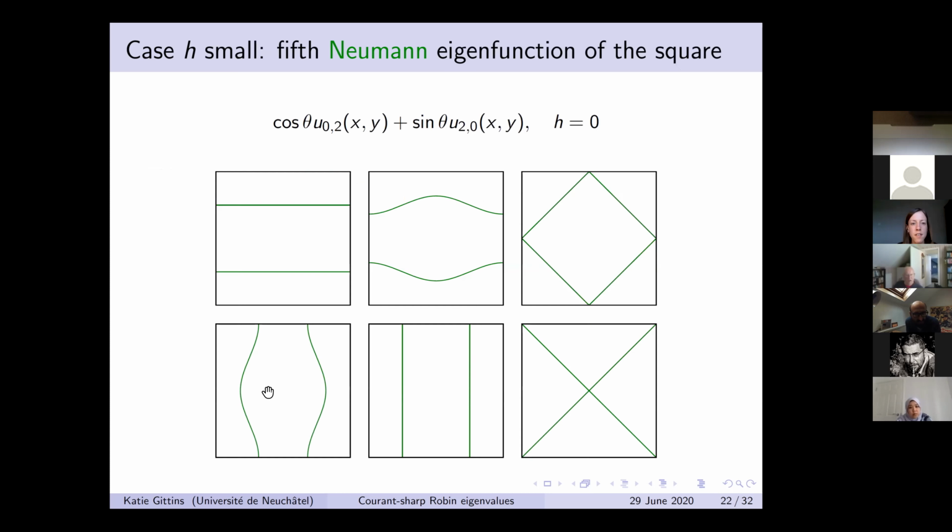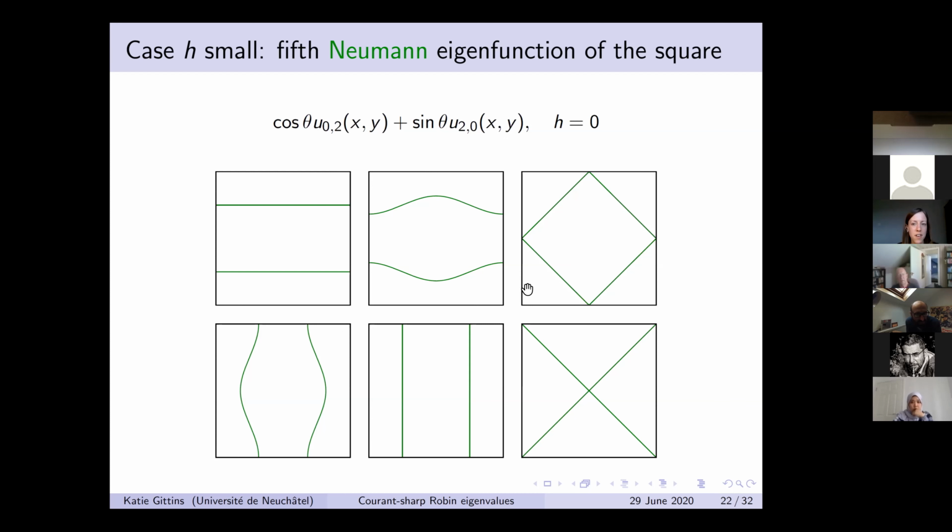So here are some of the possible nodal partitions for the 5th Neumann eigenfunction of the square. They always correspond to the pairs (0,2), (2,0). So we take a linear combination of those, and for different values of theta, so theta is 0, and then I change theta. Theta is pi over 4.